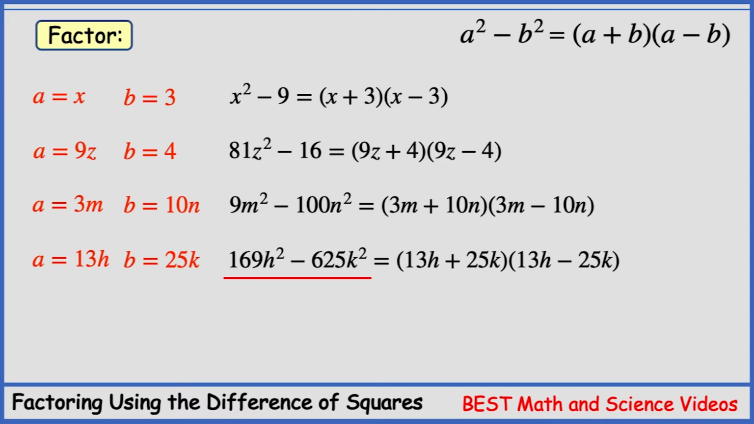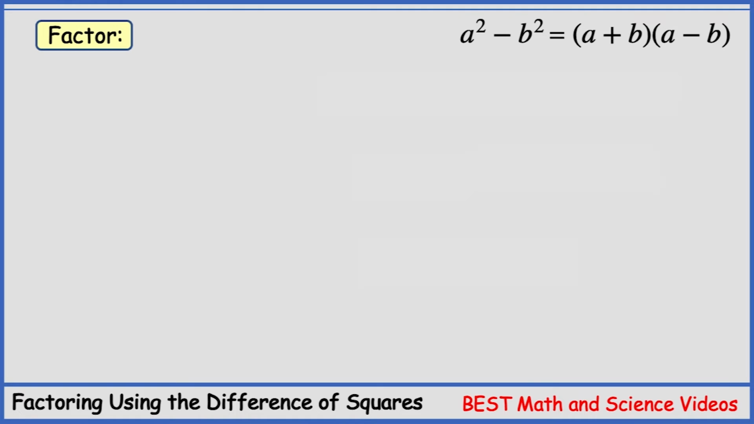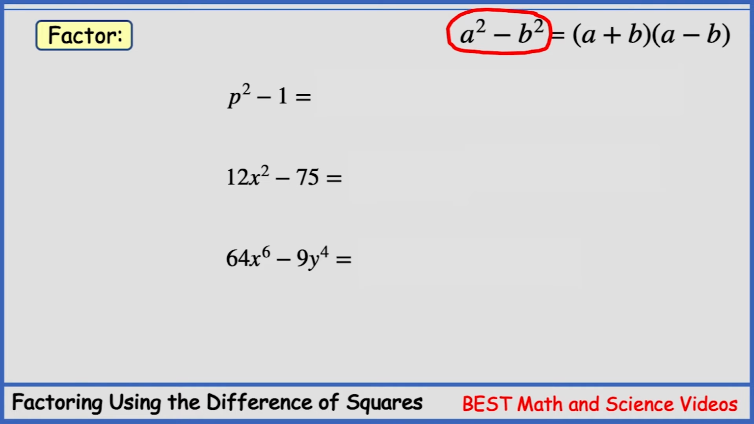Notice that it doesn't matter whether we have variables or numbers or a combination of them, as long as they have the form a squared minus b squared. These are all straightforward, but now let's look at some less obvious expressions. Again, to factor these, we first have to determine what a and b are. So, for p squared minus 1, you know that the square root of p squared is p. So a is p, and the square root of 1 is 1. So b is 1. So the factored form is p plus 1 times p minus 1.